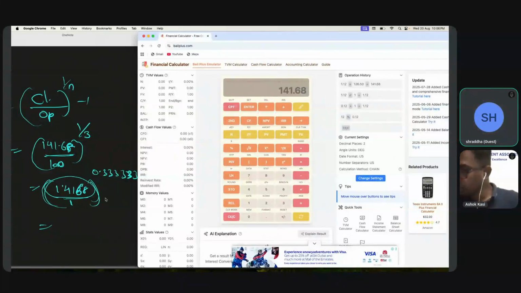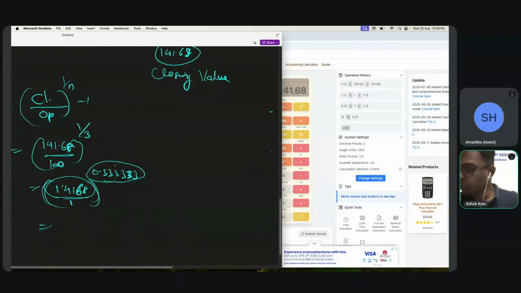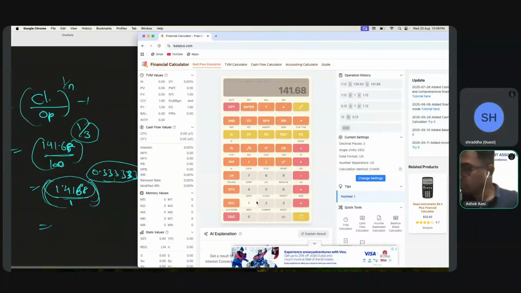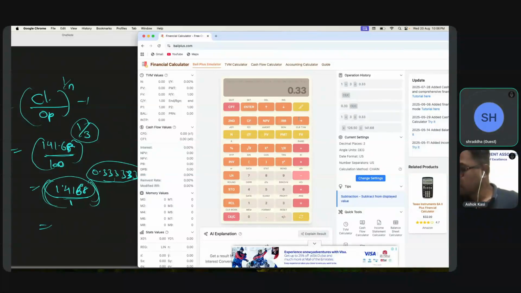So here, 1 point. First, how will I do it? I will calculate 1 by 3. 1 divided by 3 is equal to 0.33.